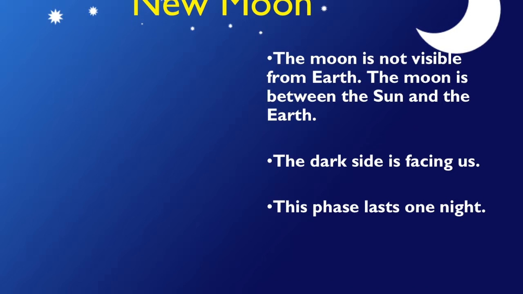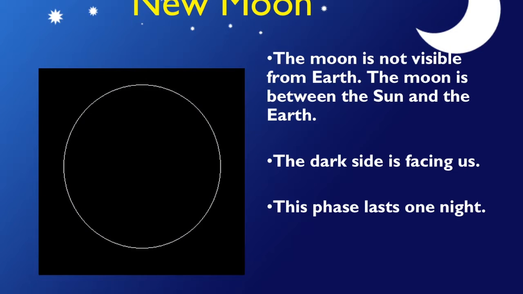The new moon. The moon is not visible from Earth. The moon is between the sun and Earth, and the dark side is always facing us, and the phase only lasts one night. The picture located on the right side of the screen is how the moon looks in the new moon phase, but that's also going to be on all of the other slides too.